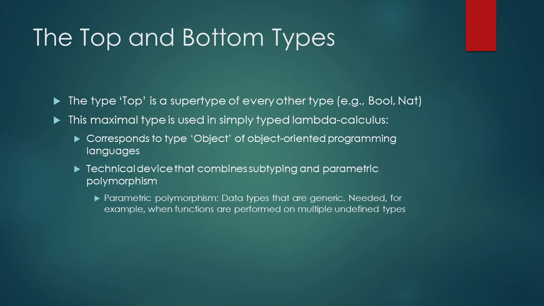It's a technical device that combines subtyping and parametric polymorphism. So these are basically data types that are generic. They're needed, for example, when functions are performed on multiple undefined types, when you want to leave things wide open and undefined, when you can't really say what the types will be restricted to. So top is the supertype, and it doesn't lend any further restrictiveness whatsoever.